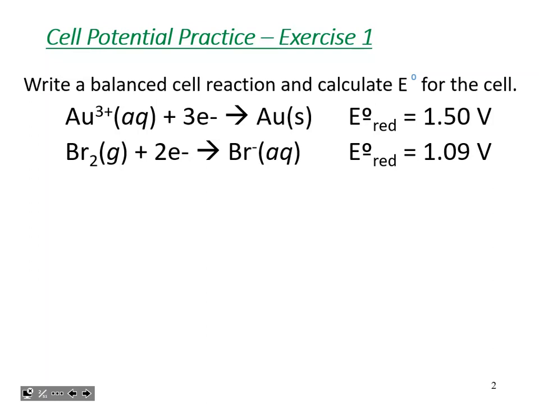I have the gold being reduced to form the gold solid, and that's a reduction potential of 1.5 volts. And then I have the bromine, if that's being reduced to bromide, I get 1.09 volts. So which one do I flip here to make sure I still get a positive E cell when I add them together? Anyone? Anybody there?